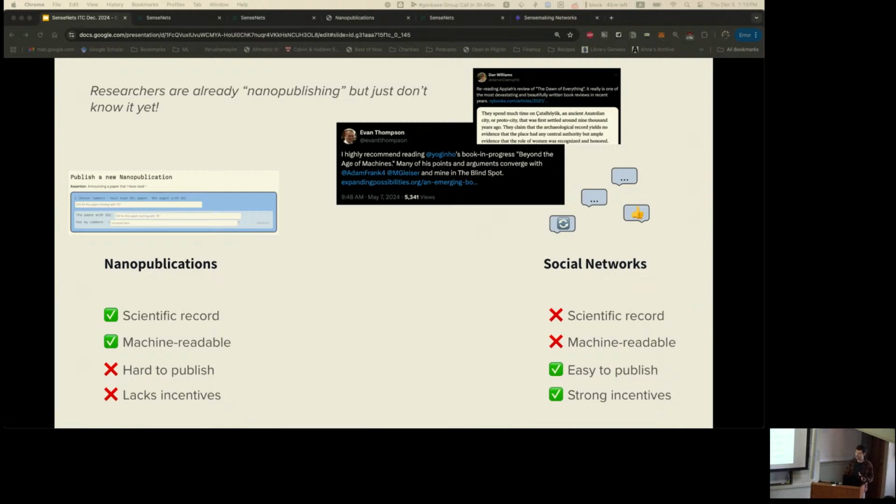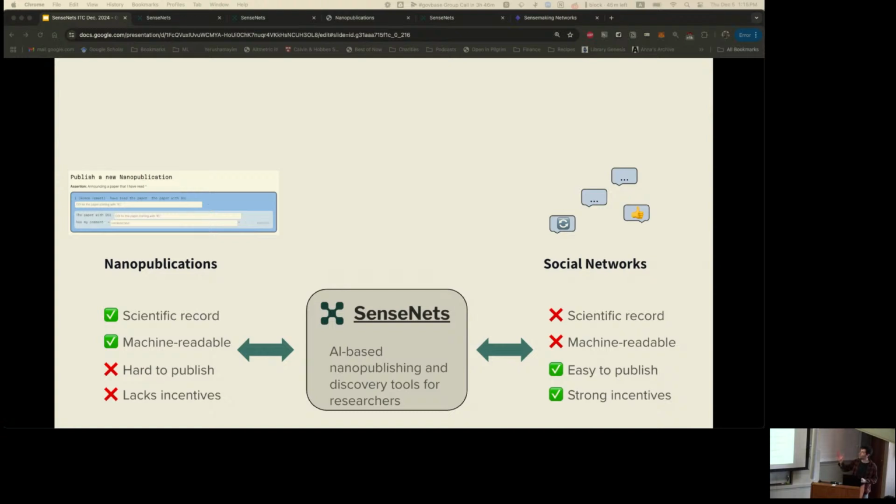What we're doing, this project, the Sensemaking Networks project, and this is our app called SenseNets, it's AI-based nanopublishing and discovery tools for researchers. And the idea is to start moving from this messy, chaotic social media to a more organized semantic web of science, helping connect some of the things that are happening on social media and making them part of the scientific process more intentionally.